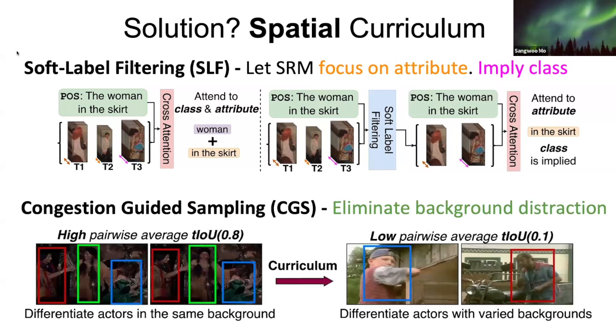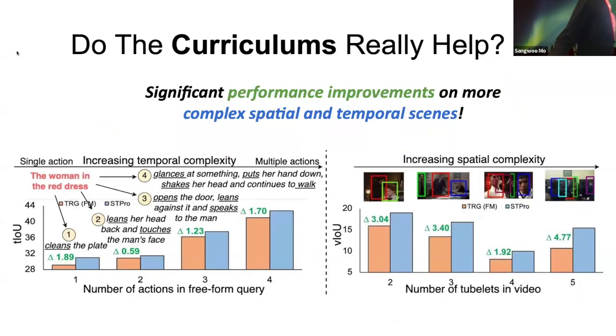Our main curriculum, we call congestion guided sampling. And the idea here is that although detection features are very actor specific, they also have an influence of the background, and you want to mitigate that background influence while you're learning to ground the attribute. So we move from scenes where you have a lot of people in the same background to scenes where you have different people in different backgrounds. And just in the interest of time, I'm going to skip over exactly how we do that, but if you're interested, we can come back to that.